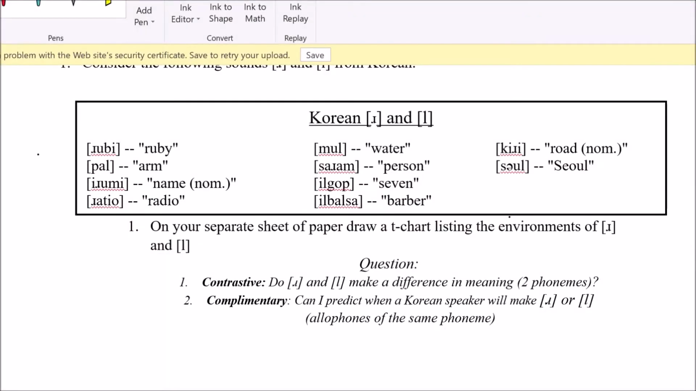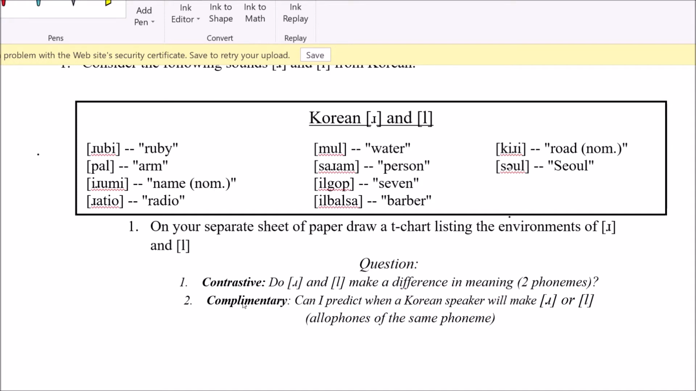Okay, so for the first problem, we are going to look at two sounds that exist in Korean. When we are doing this phonemic analysis, we are trying to answer one of two research questions. We are going to ask: do these two sounds make a difference in meaning, two different phonemes, in contrastive distribution, or are they in complementary distribution? Which means, can we predict when a Korean speaker will make one sound or the other?